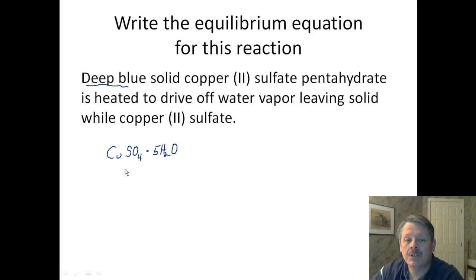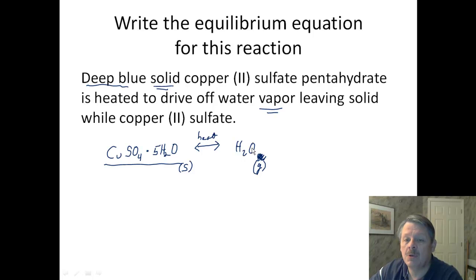Now, what does it tell you about this substance? It tells you that it's not only deep blue, but that it's a solid. So that's a solid. And it says it's heated to drive off water. So all you do is just apply some heat to this. By the way, we should have double arrows on these. You apply some heat to these, and you drive off the water vapor, which is H2O. Notice it says water vapor. H2O, good. And it's a gas.